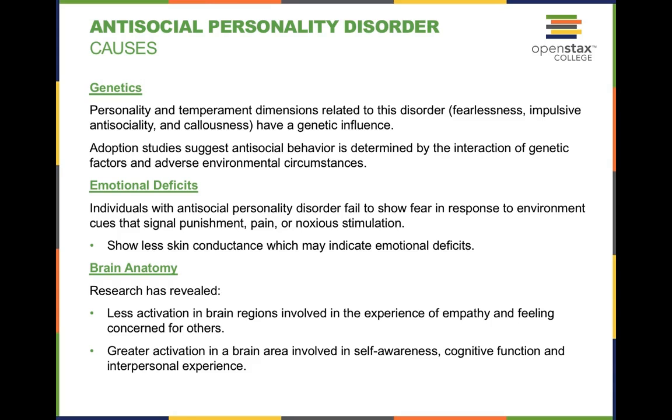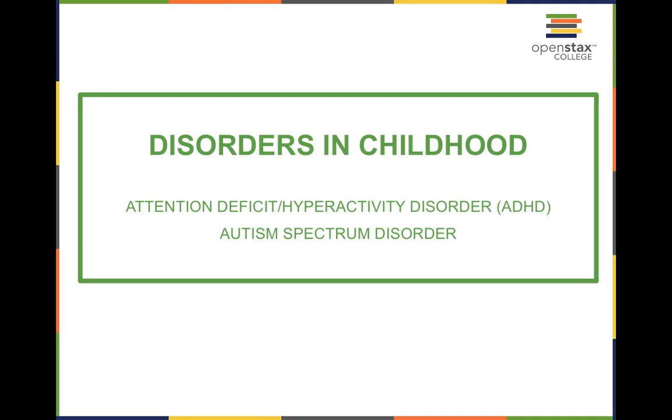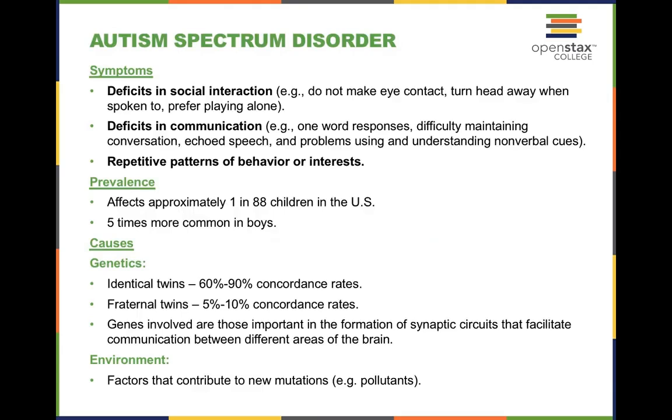As well as adoption studies suggest antisocial behavior is determined by the interaction of genetic factors as well as adverse environmental circumstances. So both nature and nurture. We're going to now talk about disorders in childhood. So we're finishing up now. Firstly, let's talk about autism spectrum disorder.